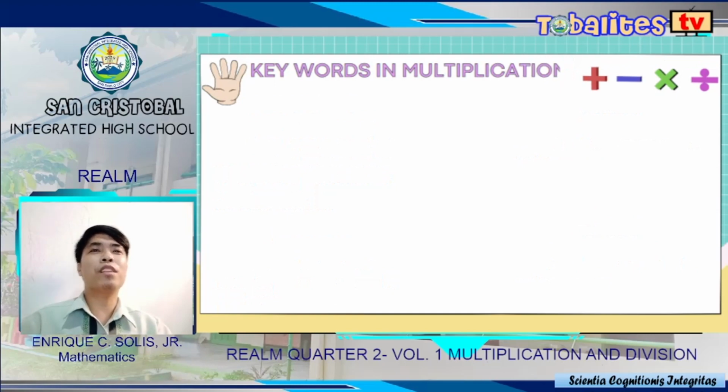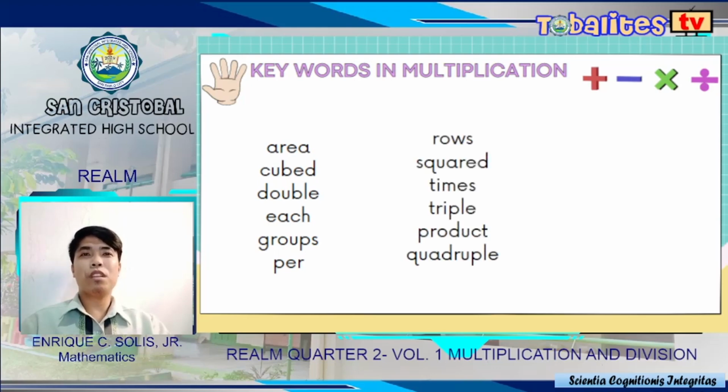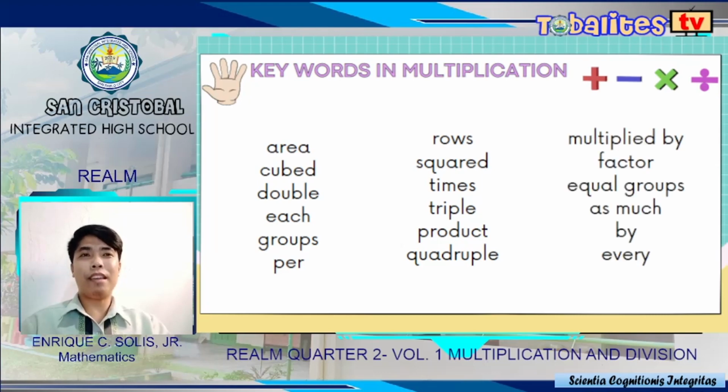Now let's have the keywords in multiplication. These are the words that will signal you to use multiplication as an operation, especially in problem solving. We have the cube, area, double, each, groups, per, rows, squared, times, triple, product, quadruple, multiplied by, factor, equal groups, as much, by, and last, every. So remember these words, especially when you are dealing with word problems.